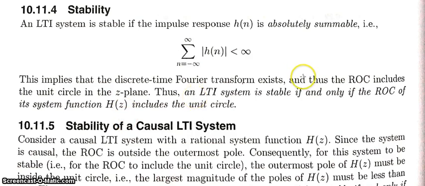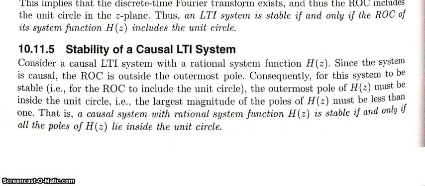Now we will see the condition for a causal system to be stable. Consider a causal LTI system with a rational system function H of Z. Since the system is causal, the ROC is outside the outermost pole, and for this system to be stable, that is, for the ROC to include the unit circle, the outermost pole of H of Z must be inside the unit circle. That is, the largest magnitude of the poles of H of Z must be less than 1.